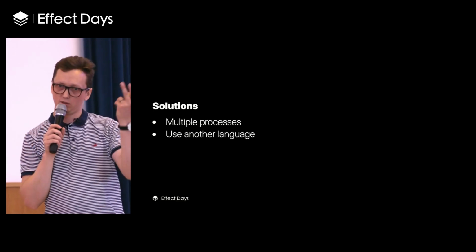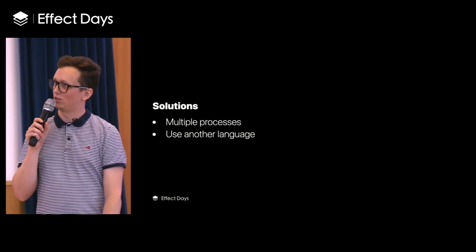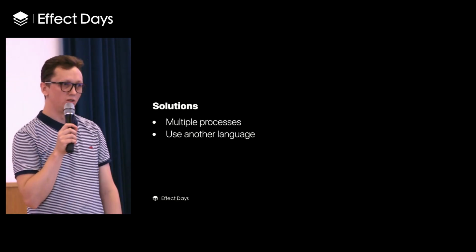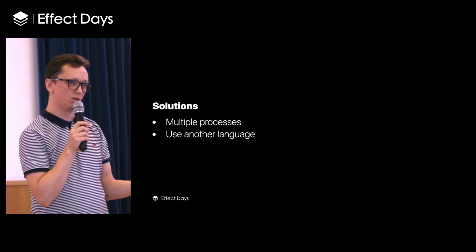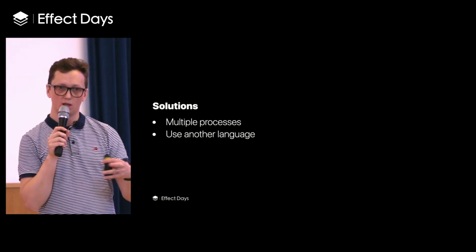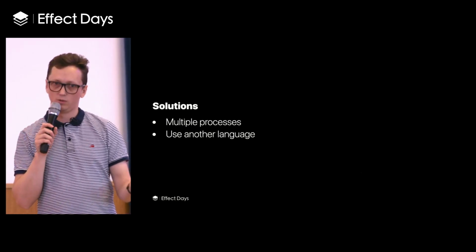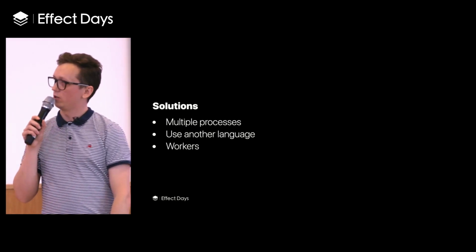Another one is you could use another language. You could use Rust, you could use C, you could use Zig and then compile it down to a Node module or a native module in Bun, and just talk to it from your JavaScript app. That's another perfectly valid solution. Or you could use workers.